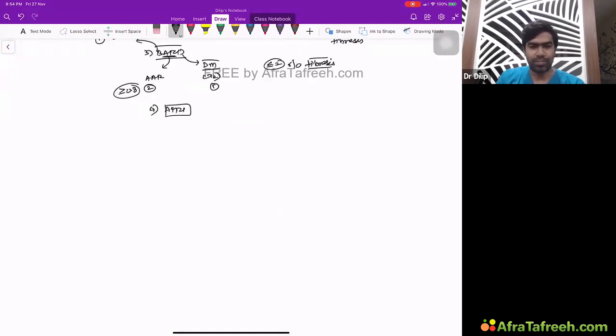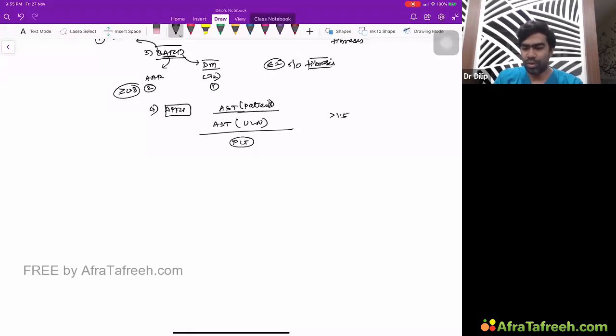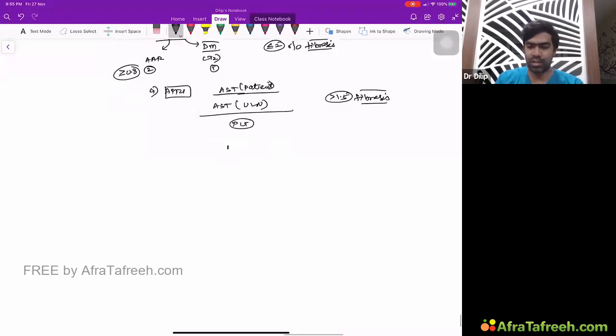Here we take the actual AST of the patient, divided by the AST upper limit of normal according to your laboratory, and this is further divided by the platelet count in lakhs. So this is what we call the AST platelet ratio index. Anything more than 1.5 predicts advanced fibrosis. Less than 0.3 to 0.5 rules out significant fibrosis, but anything more than 1.5 tells you it is advanced fibrosis.